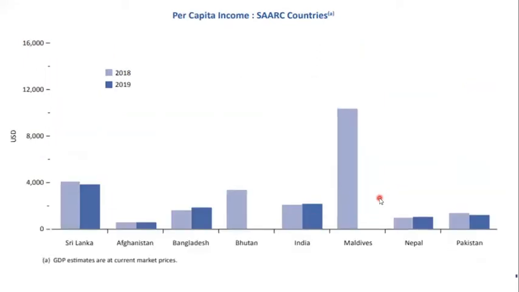In considering per capita income of SAARC countries, we can see that Sri Lanka has recorded a figure of approximately 4,000 USD, and all other countries are behind that when we consider Sri Lankan data for both 2018 and 2019. However, there's a higher figure when we consider 2018 per capita income of Maldives, which is almost 10,000 USD. However, the figure for 2019 is missing for Maldives.